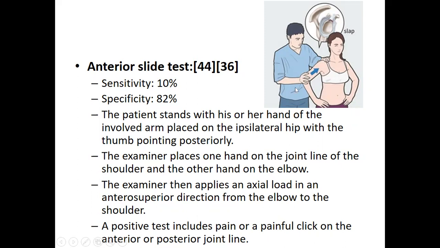Now, what will be the procedure after that? Then the examiner applies an axial load in the direction shown. The axial load is in the anterior superior direction from the elbow to the shoulder. Now, when will the test be positive? The test will be positive if there is a painful pop sound or click on the anterior or posterior joint line. This test is used for the SLAP lesion, but its sensitivity is too low, that is 10%. Therefore, this test should be accompanied with a number of other tests.